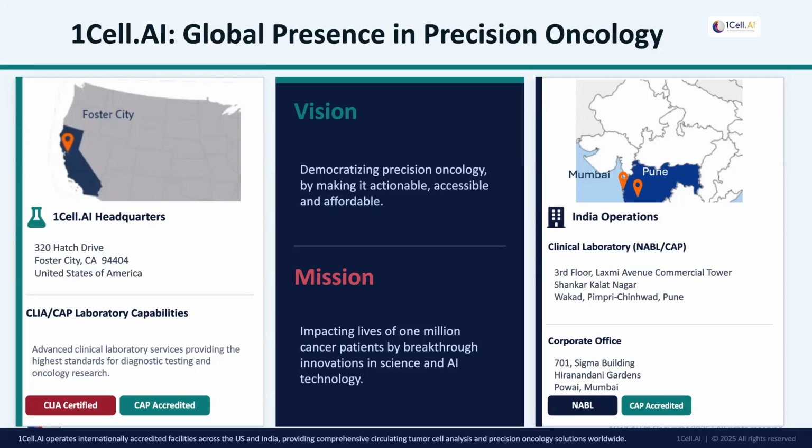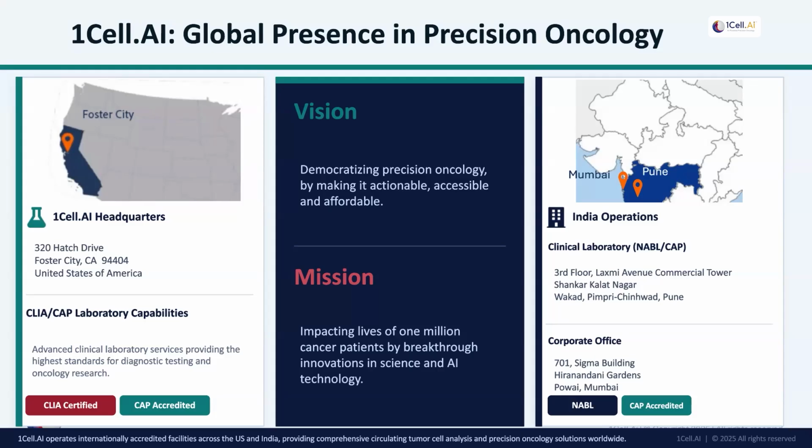So let's start with a quick introduction to 1Cell.ai. We're a precision oncology company headquartered in Foster City, California, with major laboratory operations in Pune and Mumbai, India. Our labs hold the highest level of clinical accreditation, CLIA and CAP in the US, NABL and CAP in India. And these aren't just logos on the slide. They mean that the data coming out of our labs meets the standards required for clinical decision-making. Our mission is straightforward but ambitious: democratize precision oncology. Make it actionable, accessible, affordable for every cancer patient everywhere.